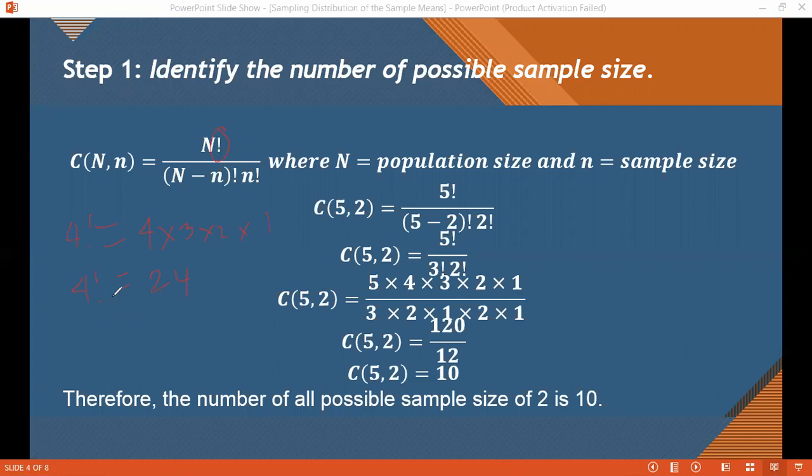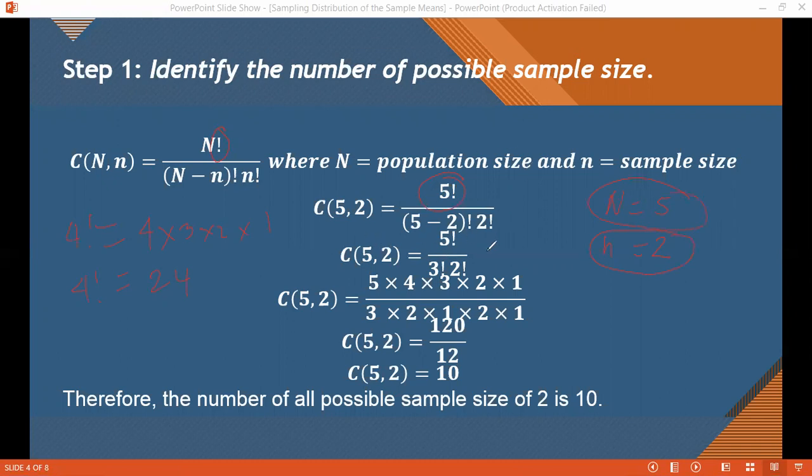Okay, let's go back to the given. We have 5 factorial since there are 5 students na included sa atong population, di ba? A, B, C, D, and E. Capital N equals 5. And then our sample size, the small letter n, ilan yung sample size na hiningi sa problem? Sample size of 2. Therefore, the sample size should be 2.